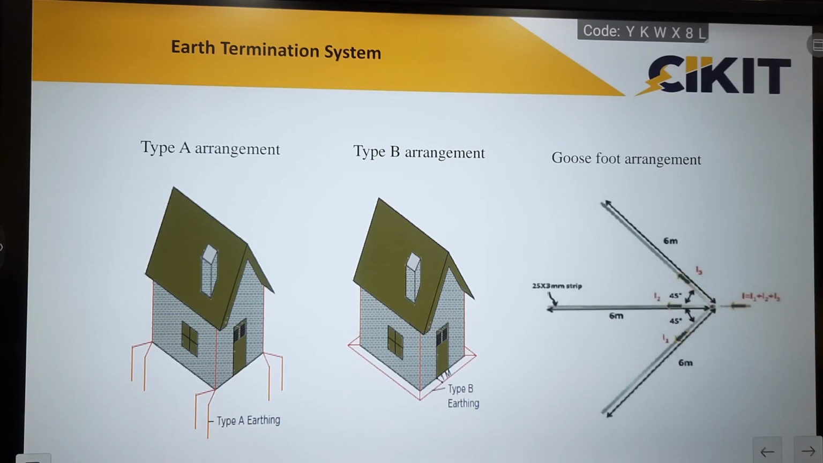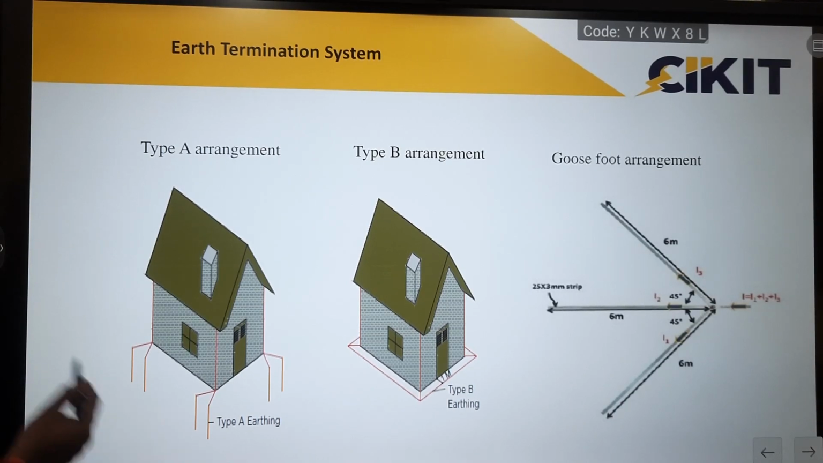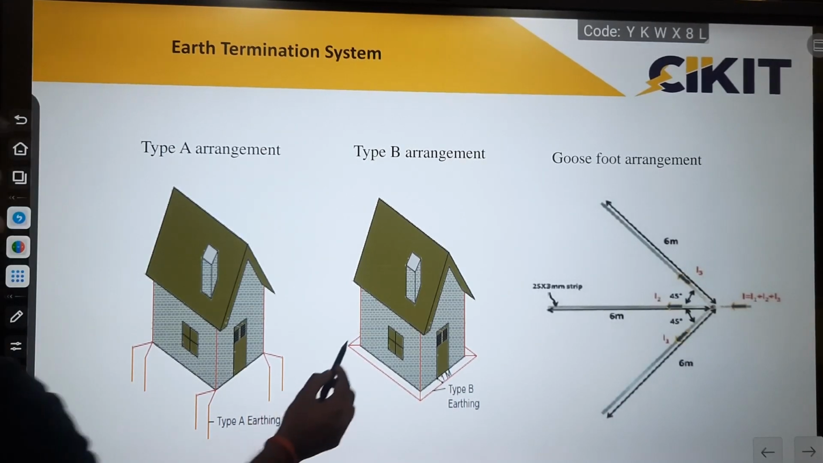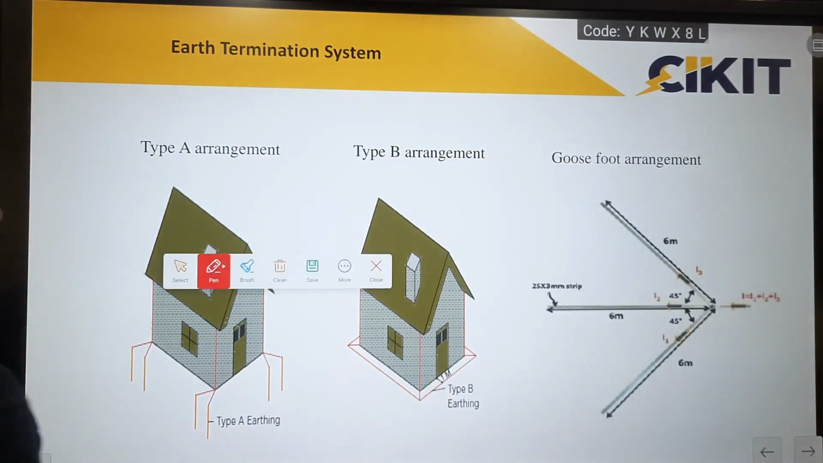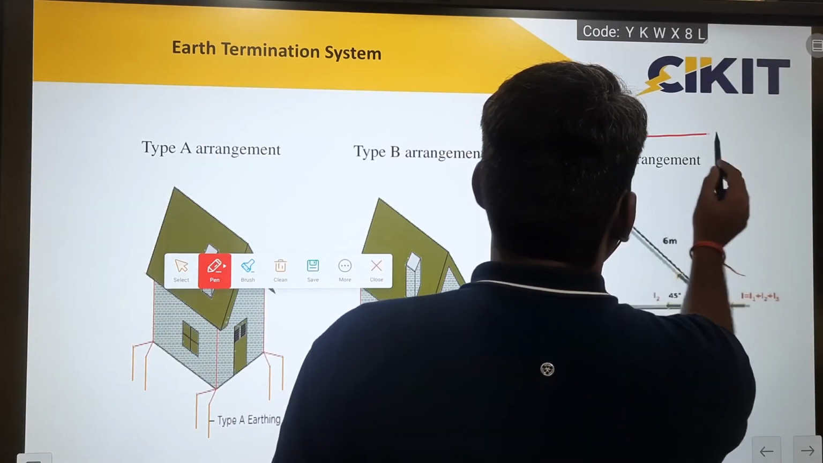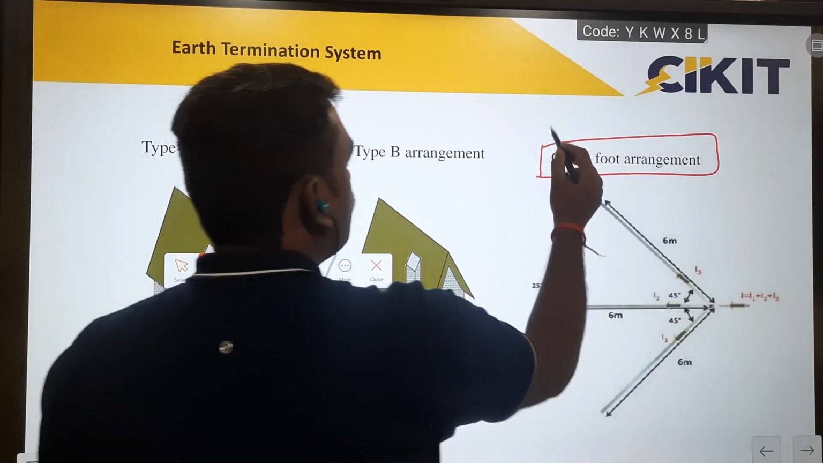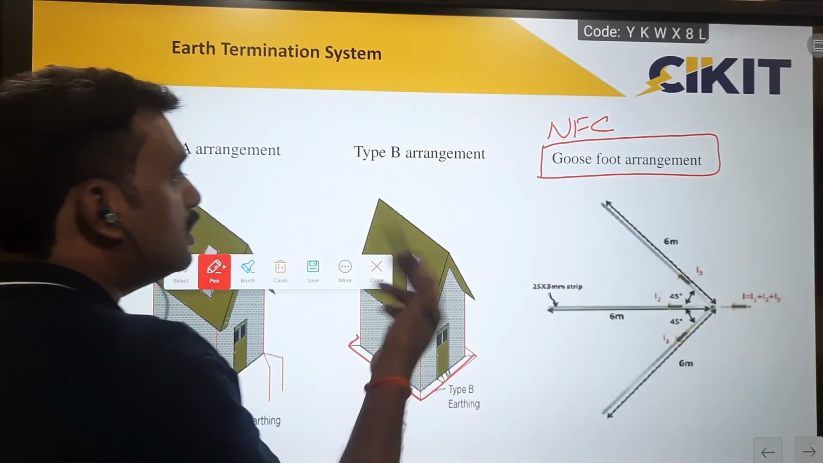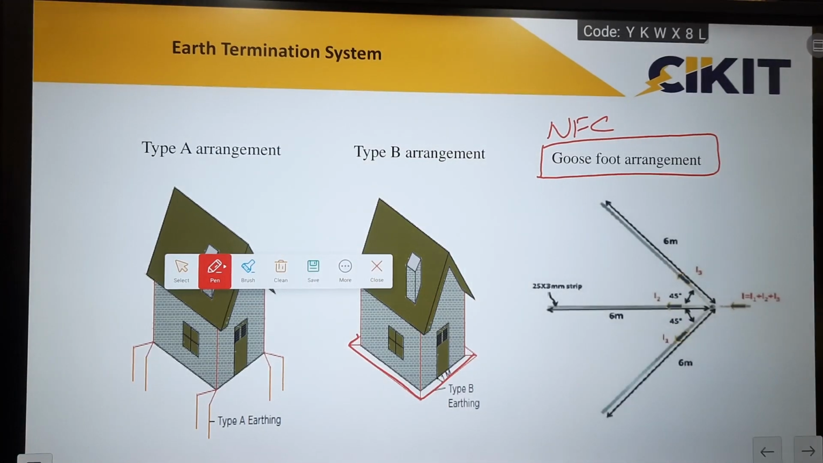Now the earthing arrangements. The standard has explained three different earthing arrangements. The first one is the type A earthing arrangement. In type A earthing arrangements, we will have vertical electrodes. In type B earthing, we will have a ring surrounding the structure. And the third one is foundation earthing, which was explained by the NFC 17-102 standard. The ring earthing and the type A earthing we will commonly use for highly soil-resistive areas only. So we won't use this for normal soil conditions. We will use this method only for highly soil-resistive areas.